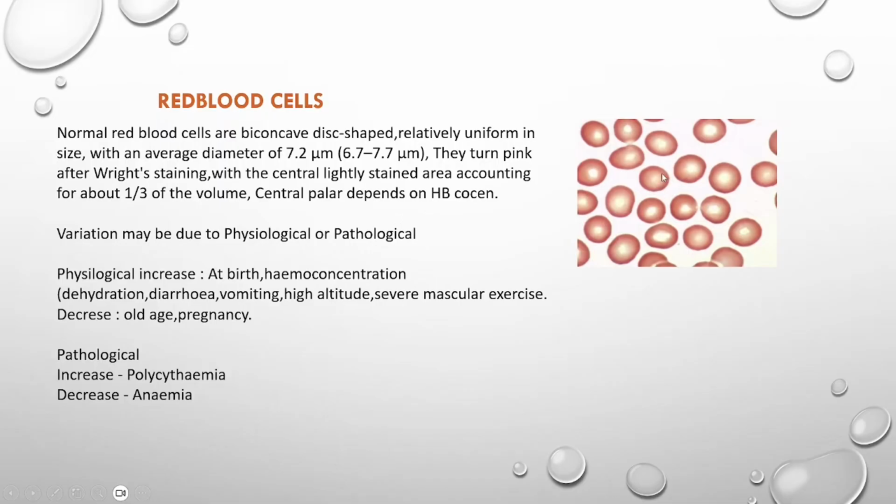That means the increase or decrease of RBCs depends on the clinical condition of the patient. It may be physiological or pathological. Physiological increase occurs at birth or with hemoconcentration. Hemoconcentration means during dehydration, diarrhea, vomiting. If the patient is at high altitude or doing severe muscular exercise, this kind of increase is known as physiological increase. When it is decreasing in old age and pregnancy, it is a physiological decrease. Pathologically, when RBCs are increased, the condition is termed polycythemia, and the decrease is known as anemia.